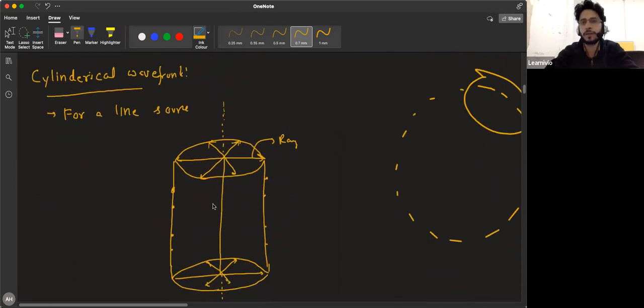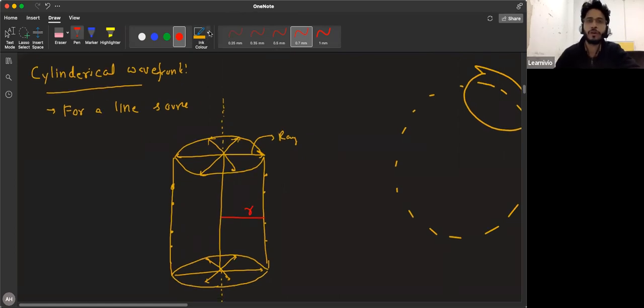This is a line. You take points at equal separation from this line source. When you join all these points, the shape that you get is a cylindrical shape. So for a line source, your wavefront will be cylindrical.